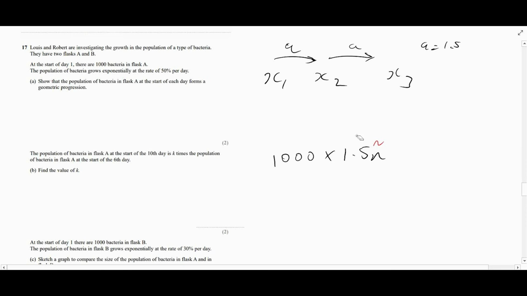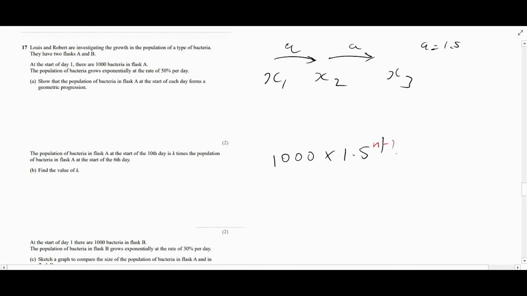If you thought it was either of these two, you're almost correct. But in terms of the problem statement, really we're thinking about n minus 1 here. Because if you think about day 1, if we just thought about 1.5 to the n without the minus 1, n would be equal to 1 and we'd have 1,000 times 1.5, which would be 1,500. That's on day 1. On day 1, we actually just want 1,000.